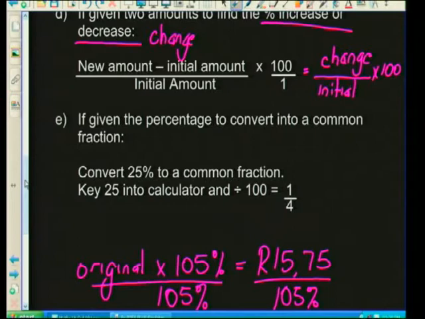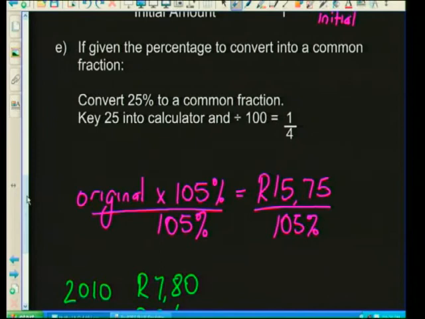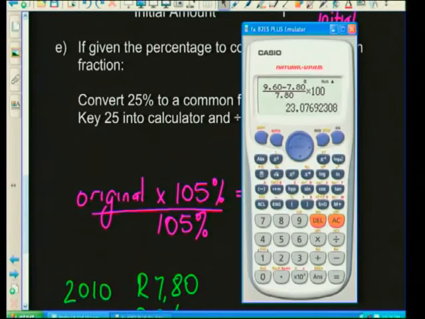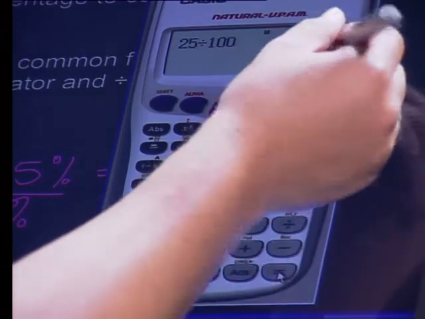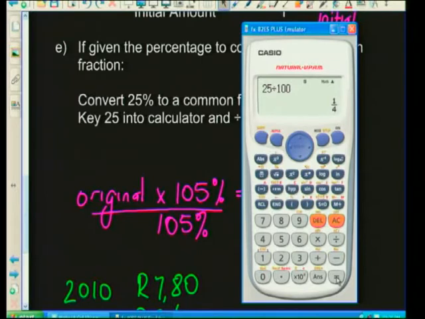Right, let's go back up to our 5th way of doing calculations, if we're given a percentage to convert it to a common fraction. Well, we can convert 25% to a common fraction. All we need to do is say 25 divided by 100, and we will get a fraction. On our calculators, we'll say 25 divided by 100, and we get a common fraction of 1/4. So we can write it as a decimal, we can write it as a common fraction. So just follow the instructions, whatever they ask you to do.